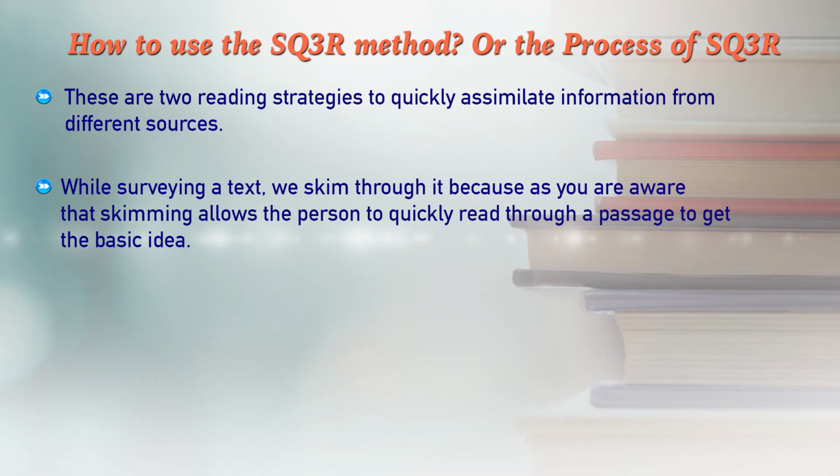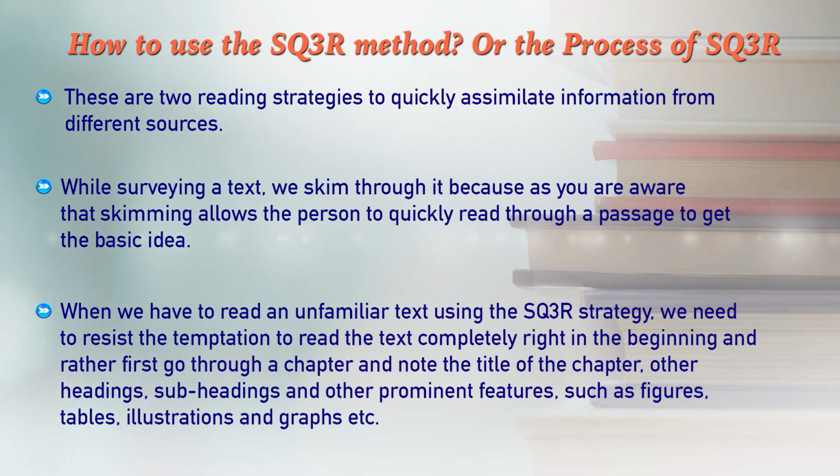You have read in Block 2 Unit 7 about skimming and scanning a text. You will recall that these are two reading strategies to quickly assimilate information from different sources. While surveying a text, we skim through it because, as you are aware, skimming allows a person to quickly read through a passage to get the basic idea. When we have to read an unfamiliar text using the SQ3R strategy, we need to resist the temptation to read the text completely right in the beginning.